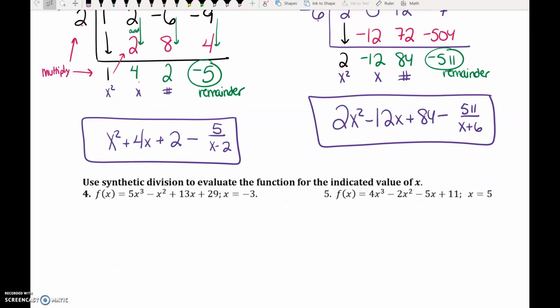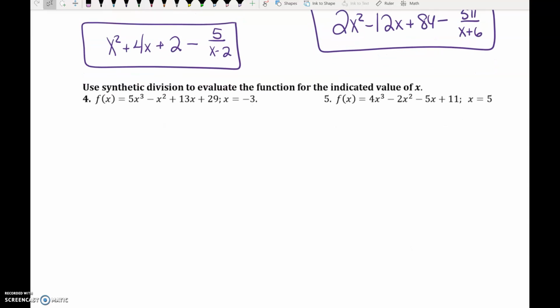There is a way to use synthetic division to evaluate functions. I did not put this on your assignment, and I don't think it's on the test either. I'm going to go through one example just to show you how cool this is, but you're not going to need to do this. So if you're fine with just doing the bare minimum, you can stop the video here and go work on your assignment.